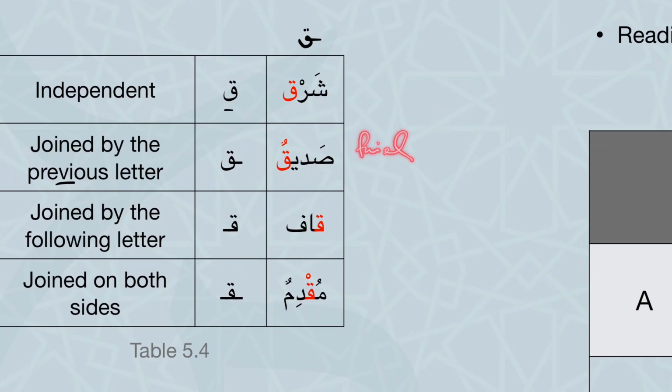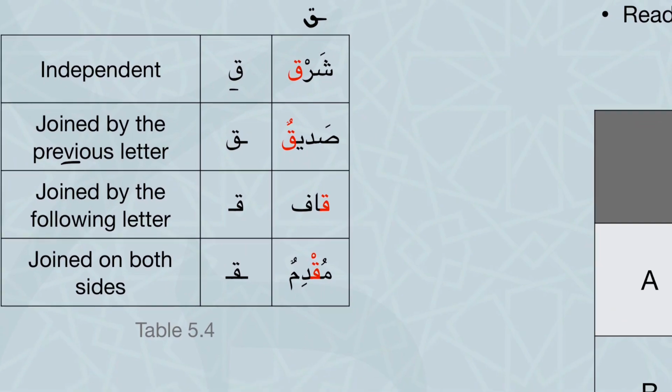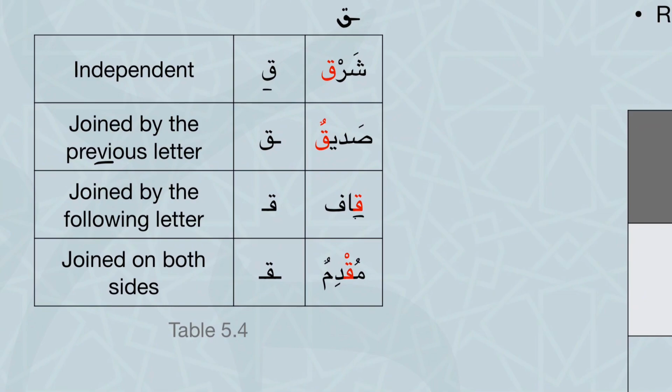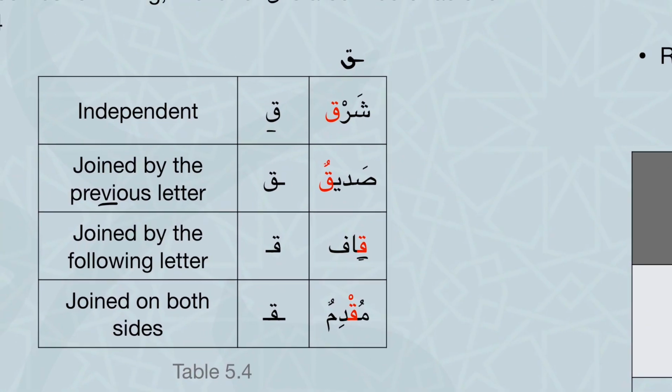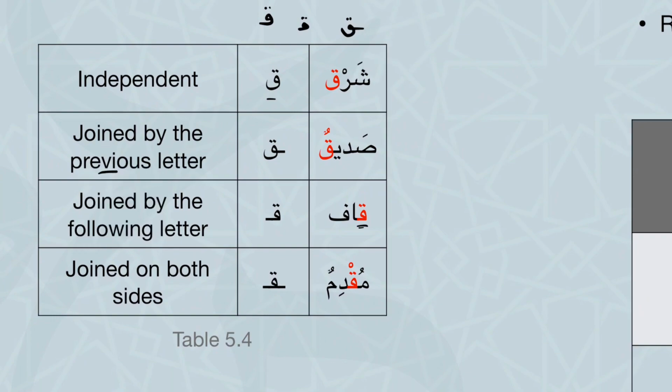The qaf, when connected to the following letter, as in word-initial or after a non-connector, basically the belly is gone. Because my pen is a bit thick, you can show the head of the qaf. So this is qaf. We know why, because the qaf has no vowel, but there's an alif, so it's a long vowel a. Qaf, which is the name of the letter.